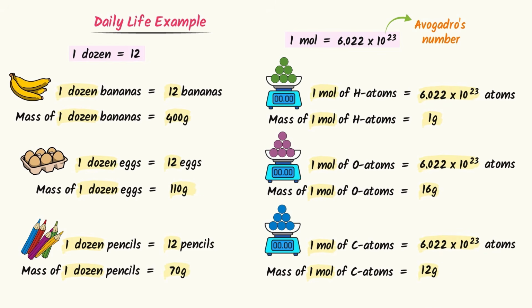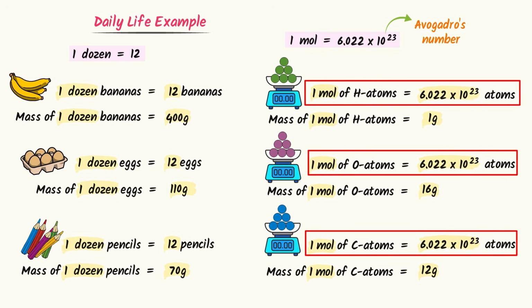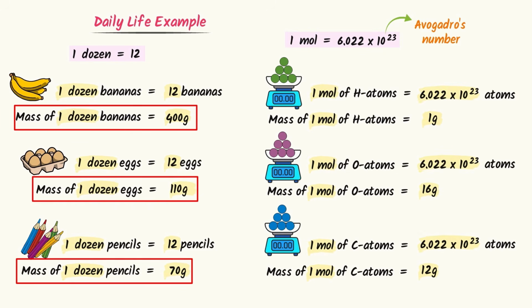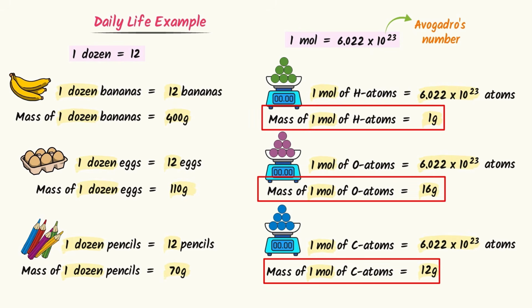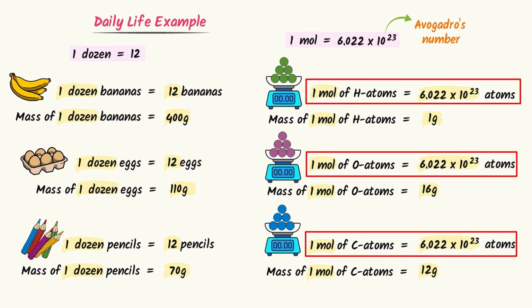I get 12 grams. Thus we learn that 1 dozen is a fixed number and it is equal to 12. Similarly, 1 mole is a fixed number and it is equal to 6.022 × 10^23. This number is called Avogadro's number. In 1 dozen, different substances have different masses. Similarly, in 1 mole, different substances have different masses. Therefore, we say that Avogadro's number, or 1 mole, for any substance is a fixed number, but the mass of 1 mole is different for different substances.